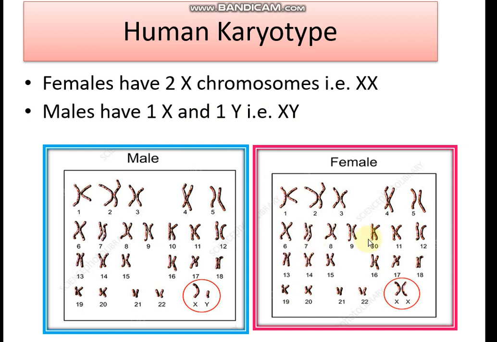And if you have to identify this by looking at the diagram, how are you going to do this? You can see that the first 22 pairs are the same in both male and female. They are autosomes. But if you look at the 23rd pair, you can see that in males, one is a larger X chromosome and the other is a smaller Y chromosome. But in the case of females, they have 2 X chromosomes. So this is how your sex or gender is determined with the help of sex chromosomes.